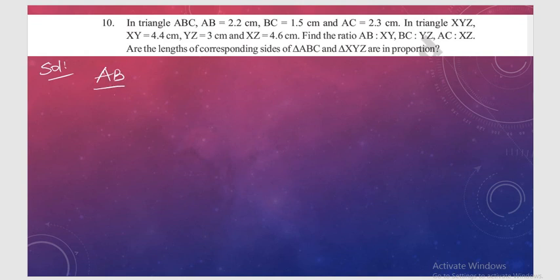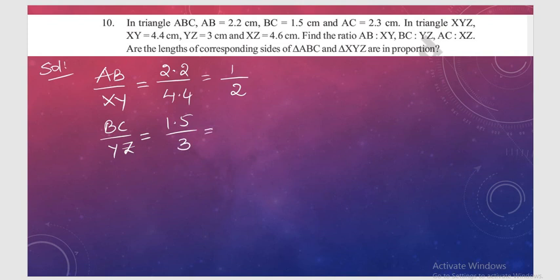AB is to XY means I can write it as AB by XY. So directly I am going to substitute the values. AB is 2.2, XY is 4.4. So this goes one time, this goes two times. So we got 1 by 2. The same way BC is to YZ, that means BC by YZ. BC is 1.5 and YZ is 3. So this goes one time, two times. So 1.5 to 3, right?